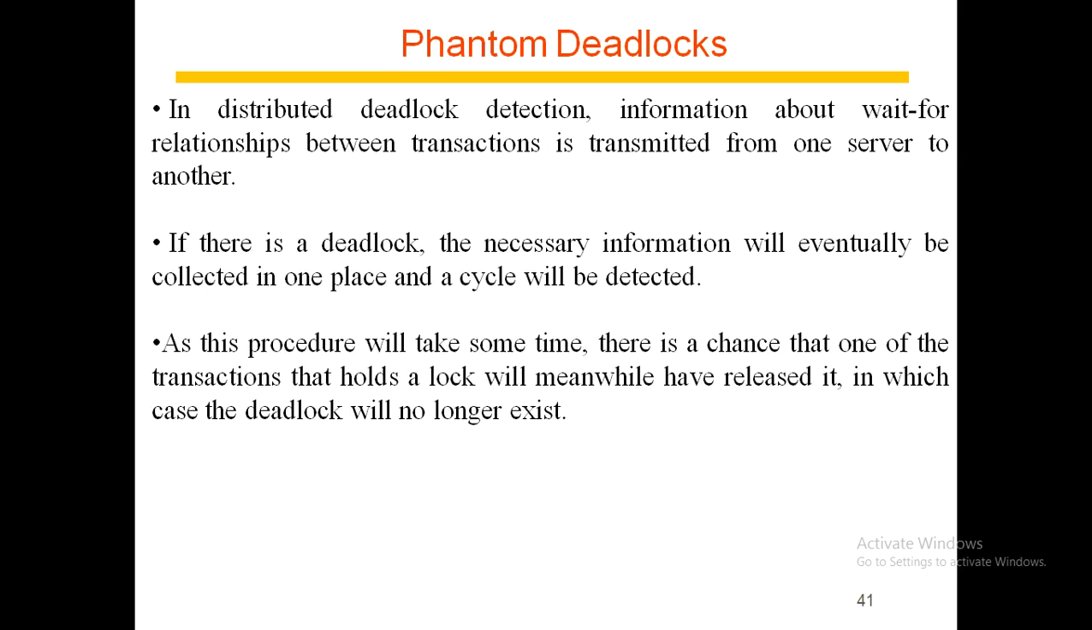Now we'll discuss phantom deadlocks. A deadlock that is detected but is not really a deadlock is called a phantom deadlock. In distributed deadlock detection, information about wait-for relationships between transactions is transmitted from one server to another. If there is a deadlock, the necessary information will eventually be collected in one place and a cycle will be detected. As this procedure will take some time, there is a chance that one of the transactions that holds a lock will meanwhile have released it, in which case the deadlock will no longer exist.